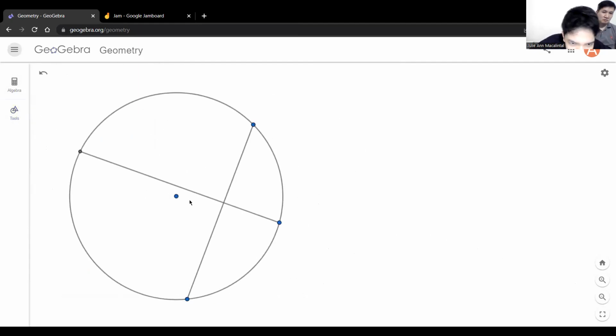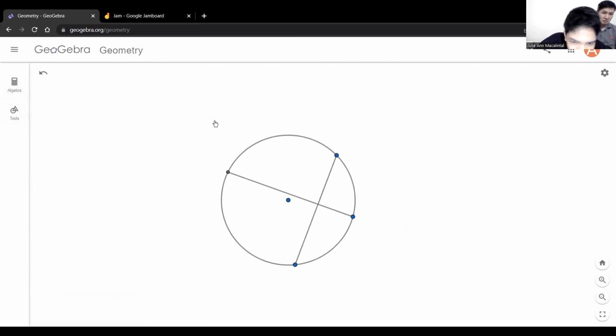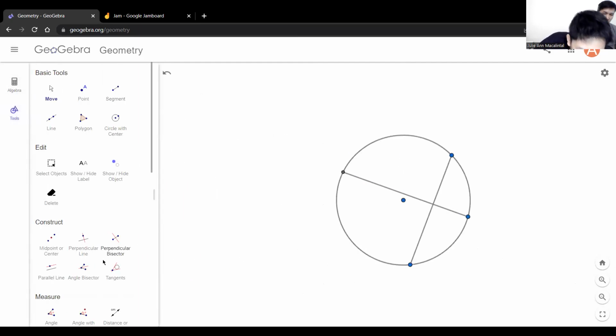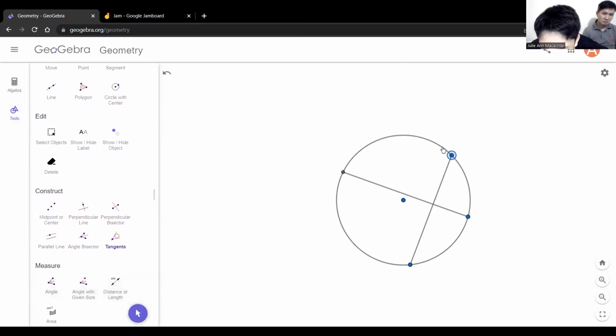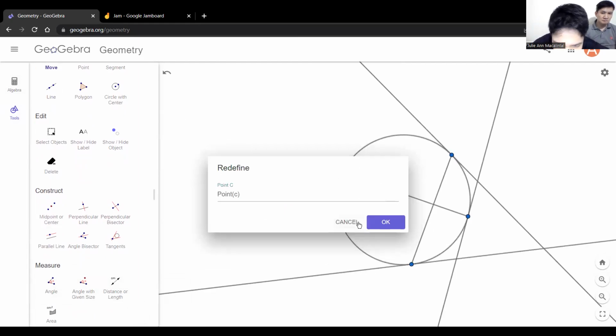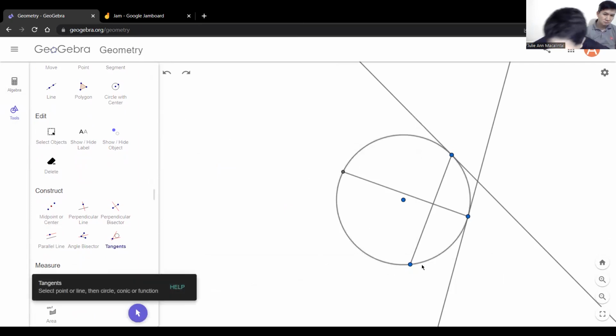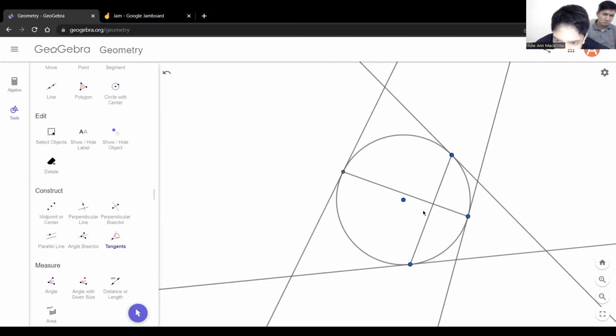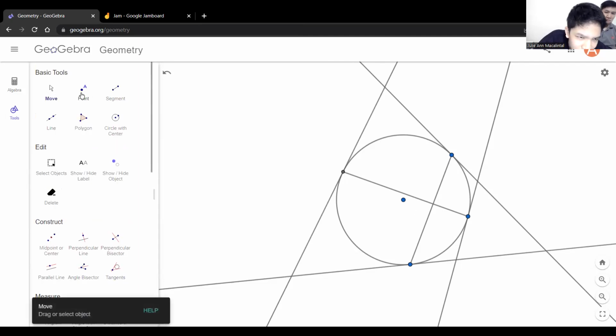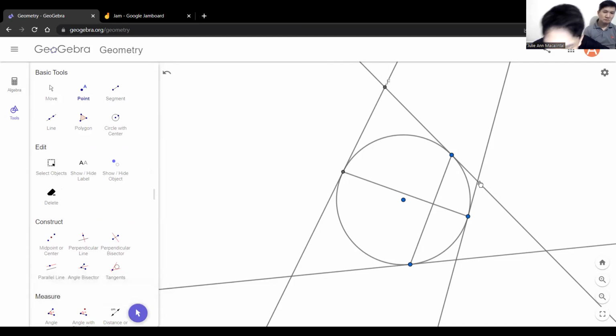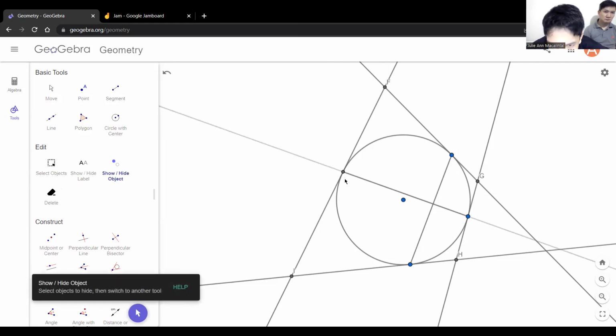So now, tangents from this point to the circle, this point to the circle, and this point to the circle. Then points at these intersections. There. Then now we will hide these objects.